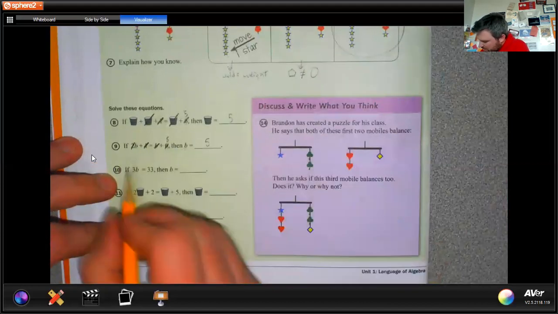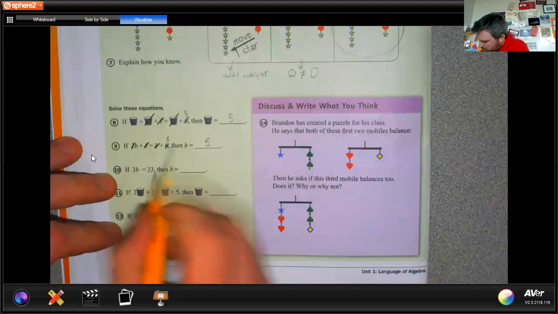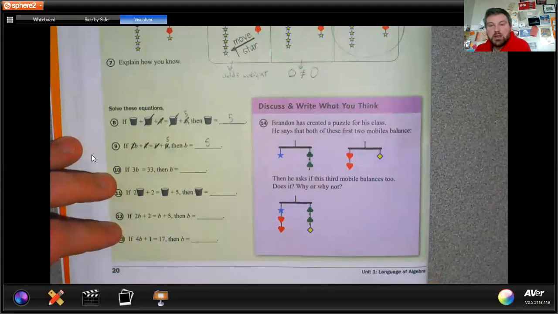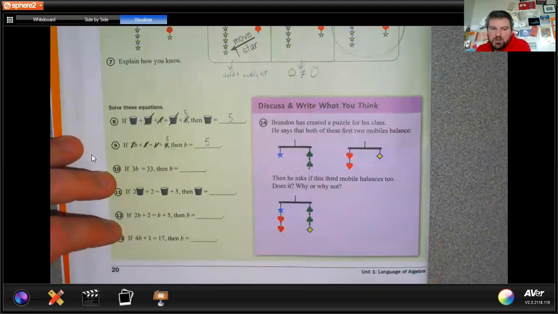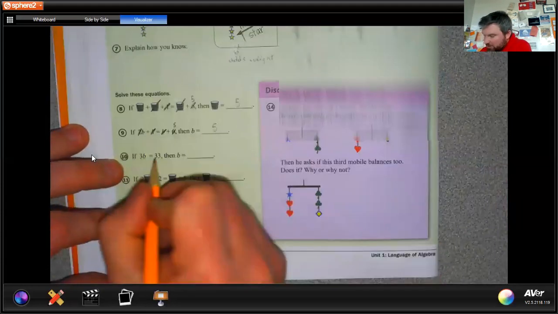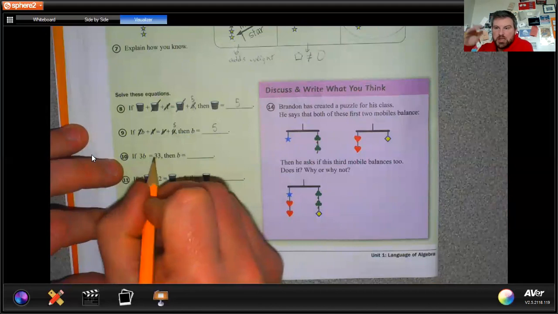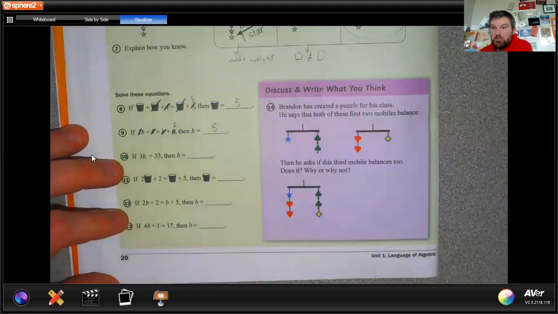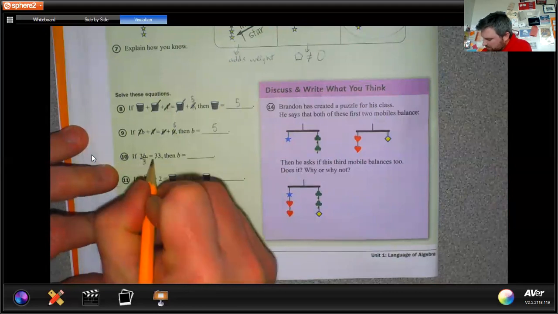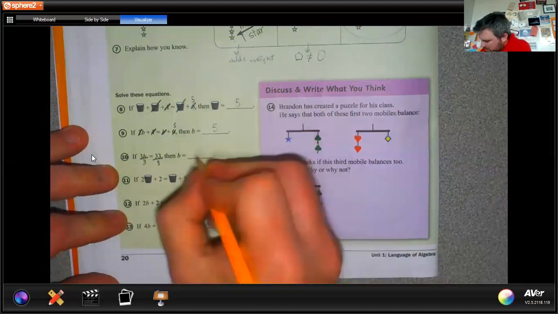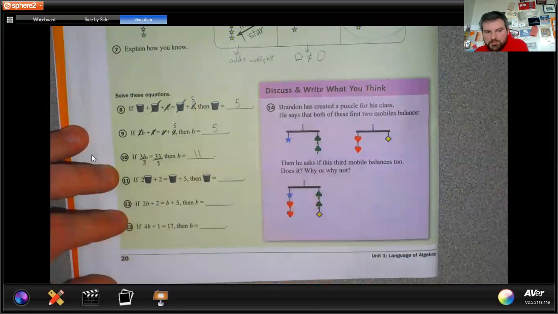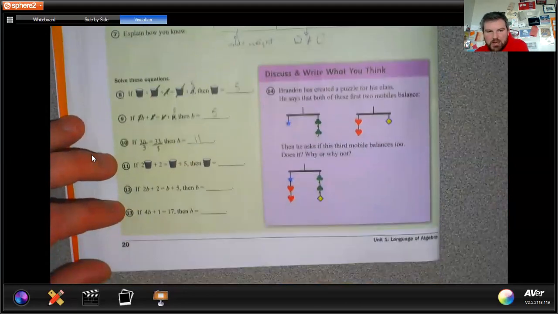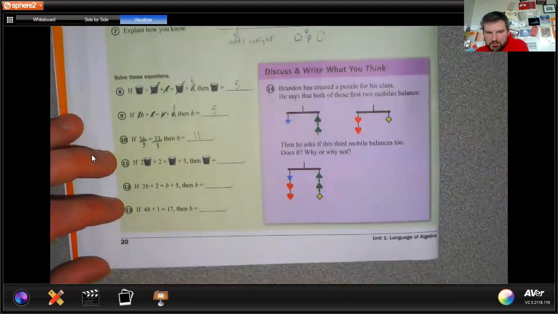If 3b equals 33, then b equals what? Now, this is a little bit difficult. You've got to remember that this is 3 buckets. So if I have 33 marbles and I split it into 3 different buckets, how many will be in each bucket? Or you can just say divide by 3. And 33 divided by 3 is 11. Okay, calling back in some of that algebra stuff.